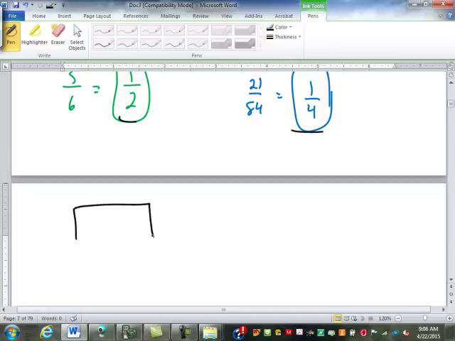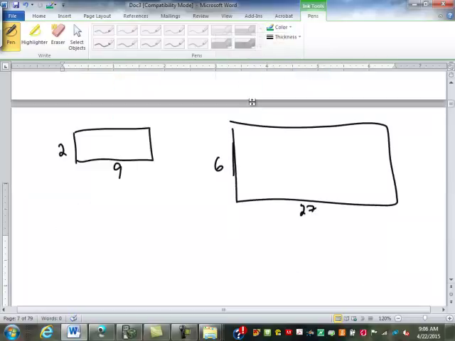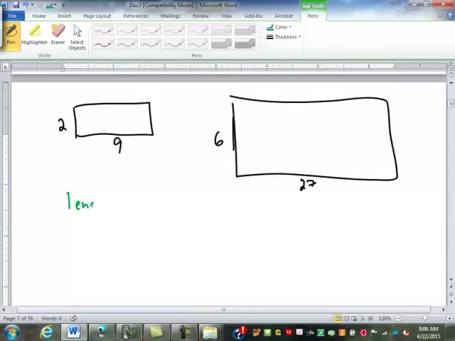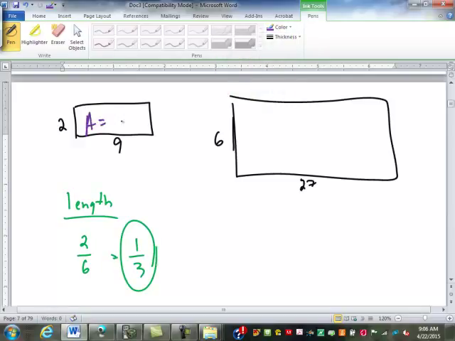Let's take a 2 by 9 rectangle and we're going to enlarge it to be 6 by 27. What's my ratio of lengths? Well, 2 becomes 6 or 9 becomes 27. Either one gives us a ratio of 1 to 3, correct?